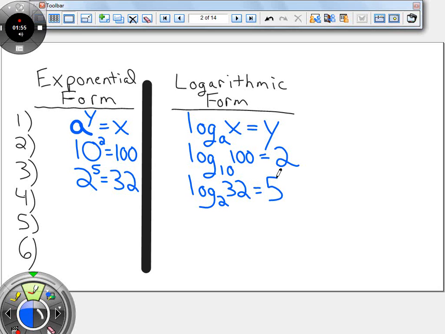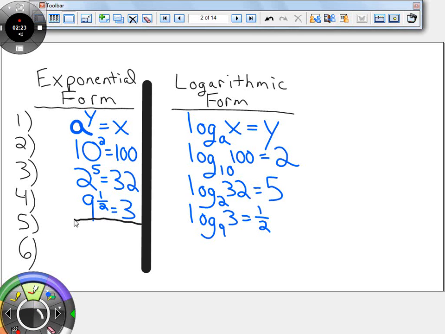Number 4, 9 to the 1/2 is the same thing as 3, because 9 to the 1/2 is really the square root of 9, which equals 3. If we want to write that as a log, we'd say log base 9 of 3 equals 1/2. Same thing. Now I'm going to try to work the other direction a little bit.